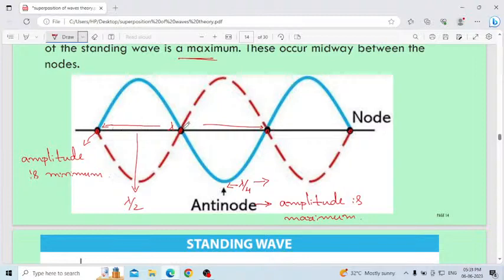You know the meaning of wavelength: the distance between two successive nodes, that is wavelength, lambda. Then the distance between two nodes is lambda by 2. Then the distance between the node and antinode, from here to here, this is the antinode, this is the node. The distance between the antinode and node is lambda by 4. This one you have to remember.